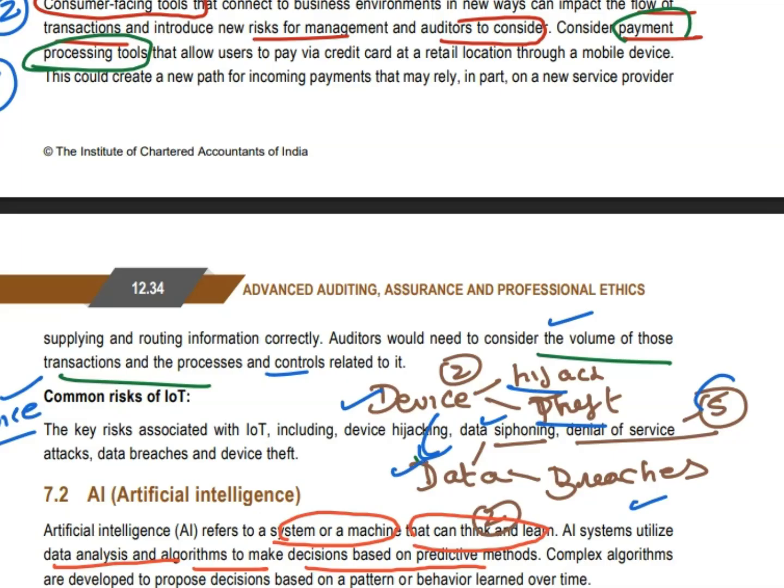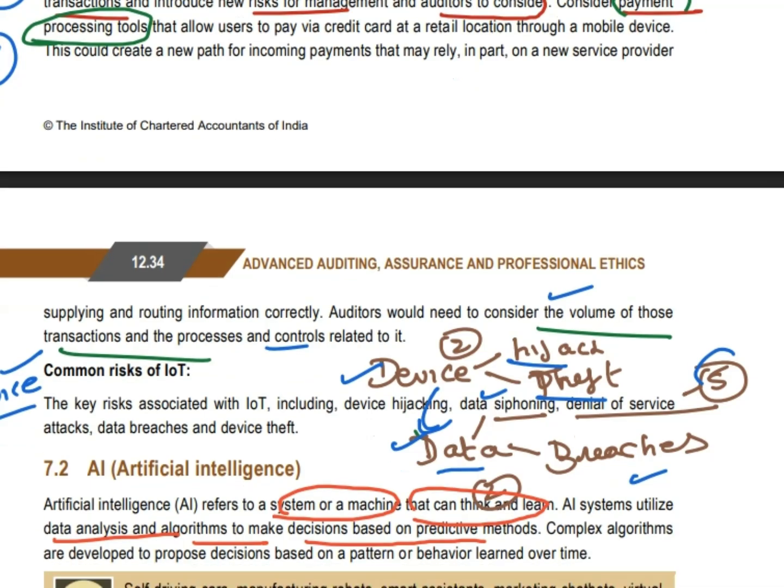So device and data: device hijacking, theft of the device, and then from the device you are going to take the data, data siphoning and data breaches. This is your first topic, Internet of Things.